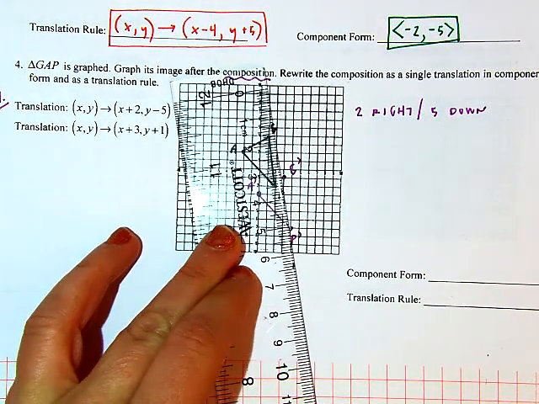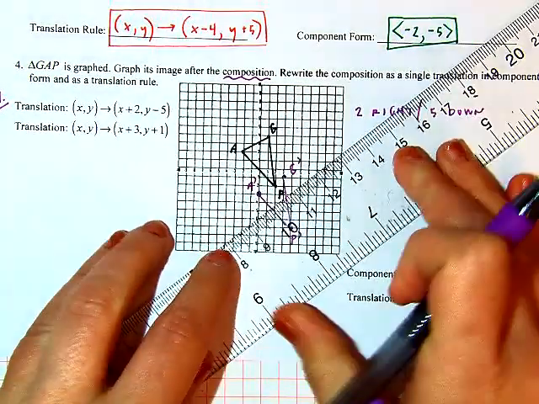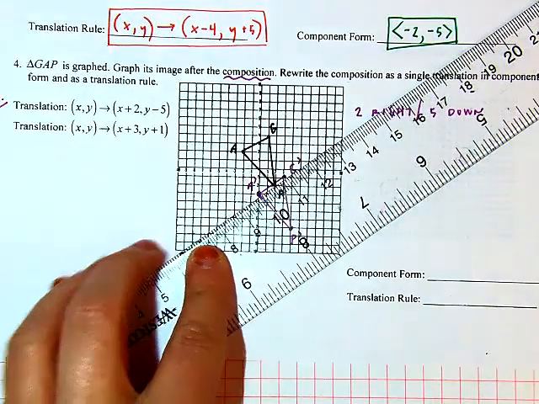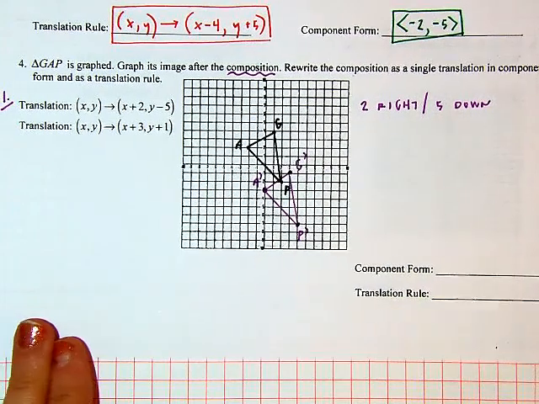So that single prime notation tells us it is the first translation in the composition. So again, a composition is just saying we're doing back-to-back transformations. And again, since all we've learned about right now is the translation, that is what we're starting with.